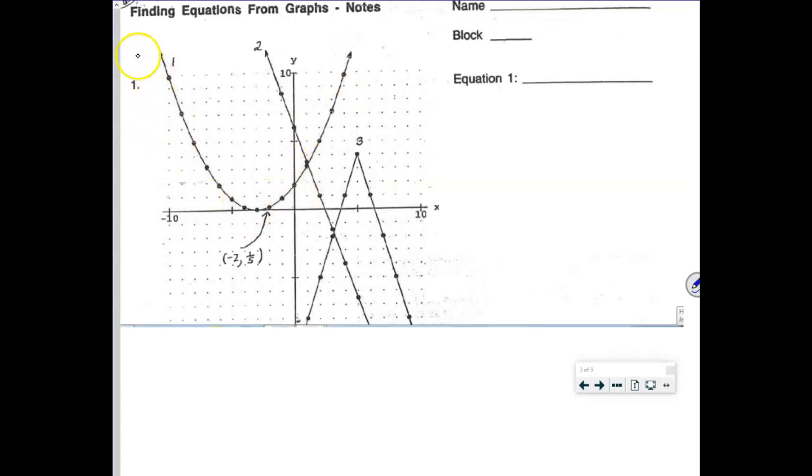Let's start with equation number 1. Your first task is to identify, first of all, the parent function here. Can you guys give me a name for what this is? That's a parabola.